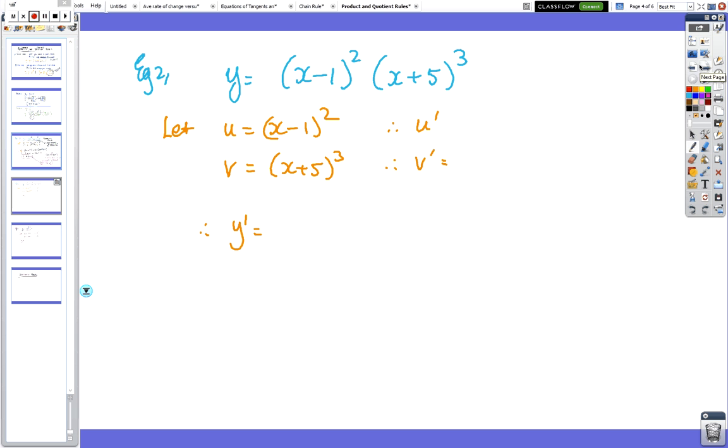Okay, so let's have a look at another one. It's a product, but I've got powers involved, so I'm going to have to use the chain rule.